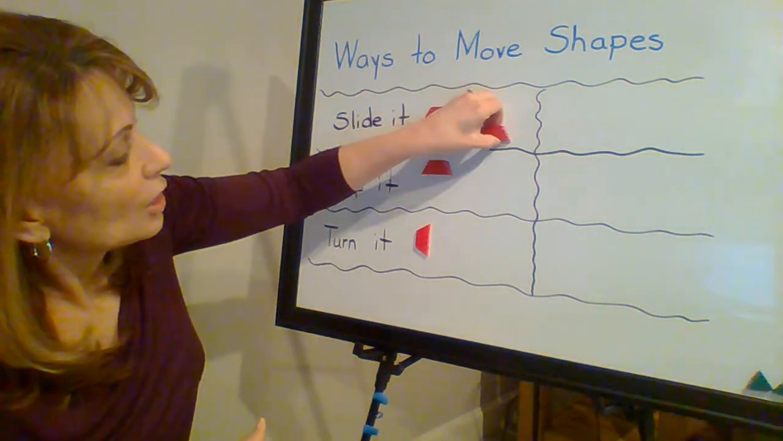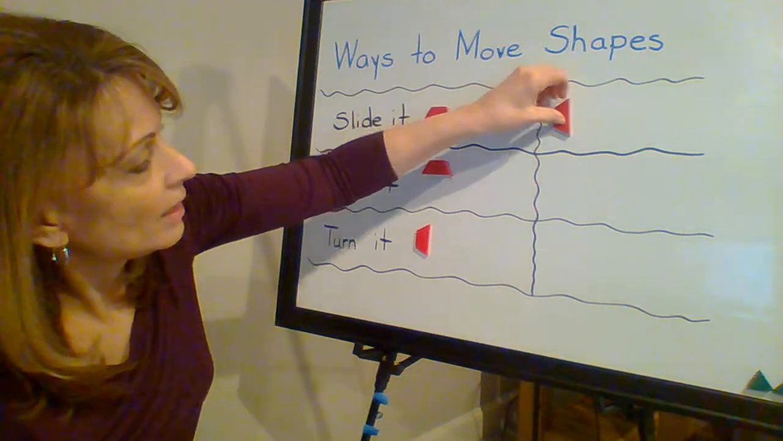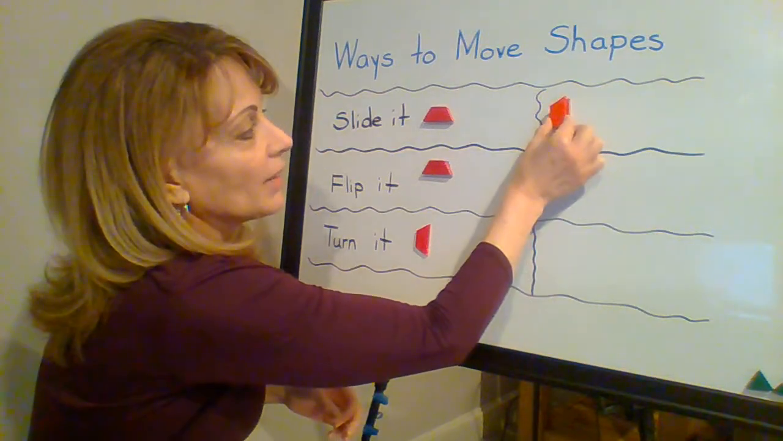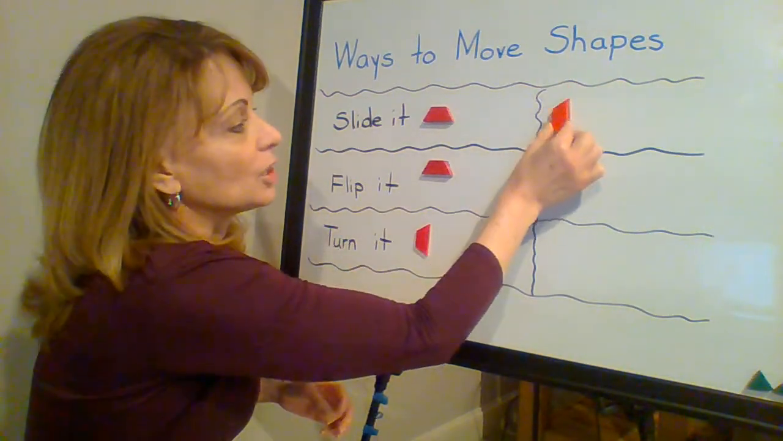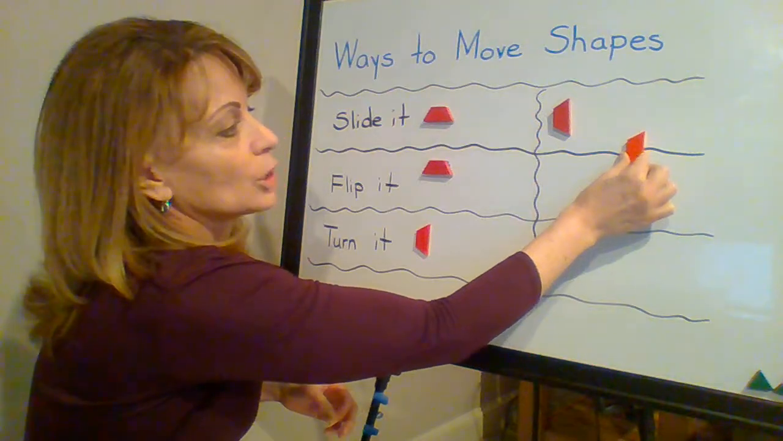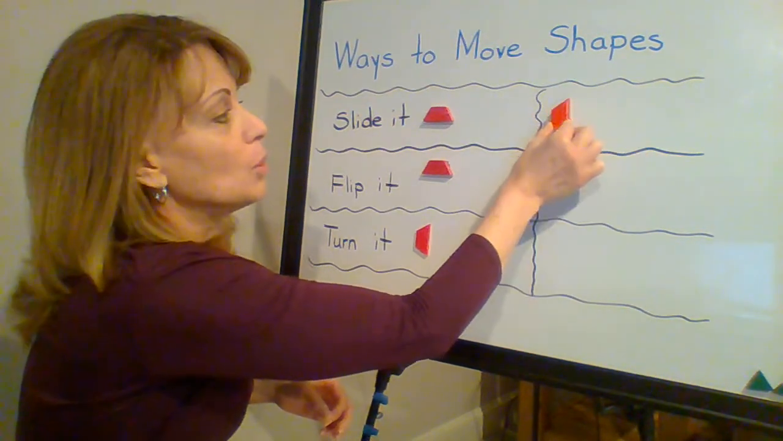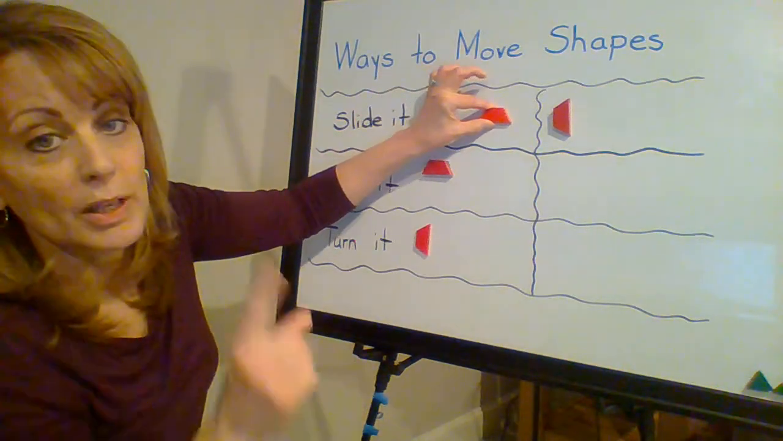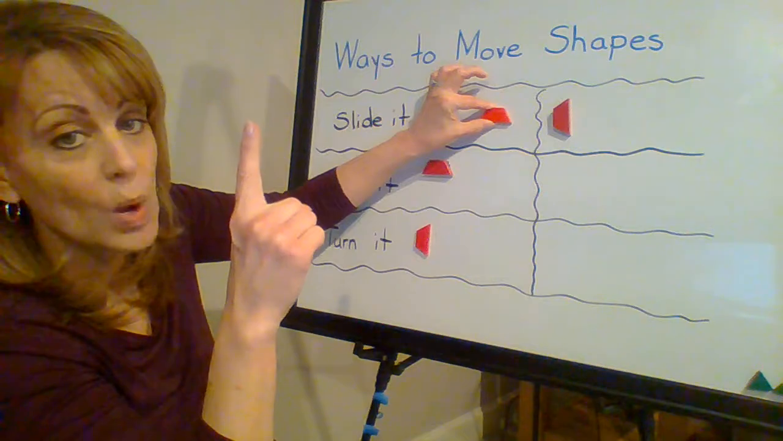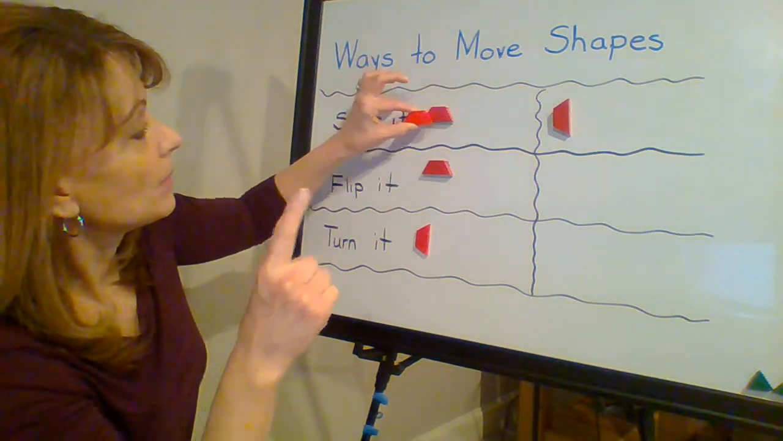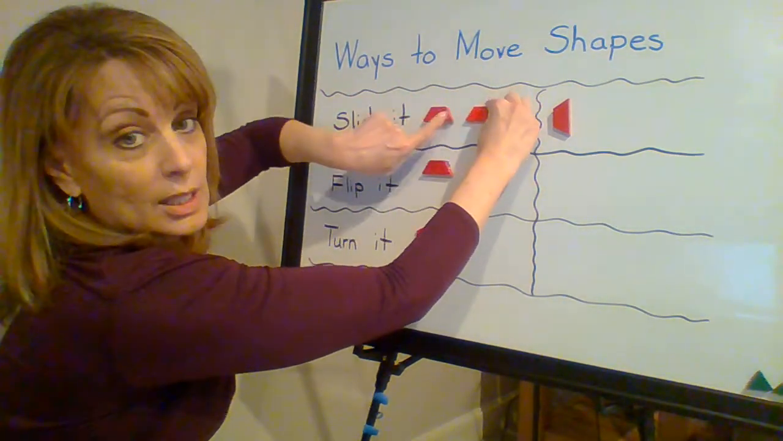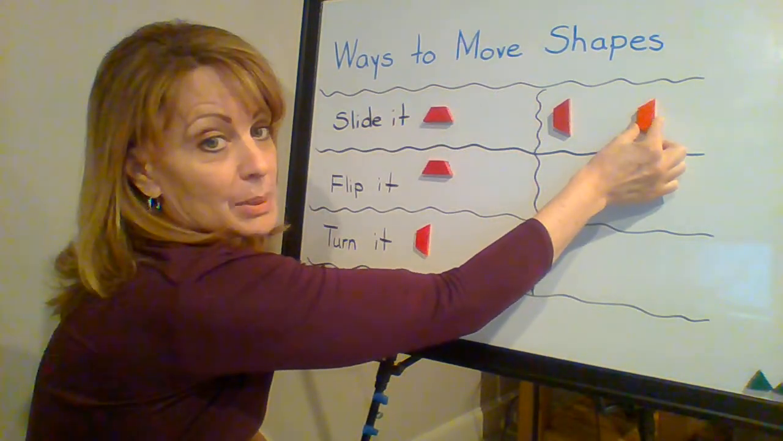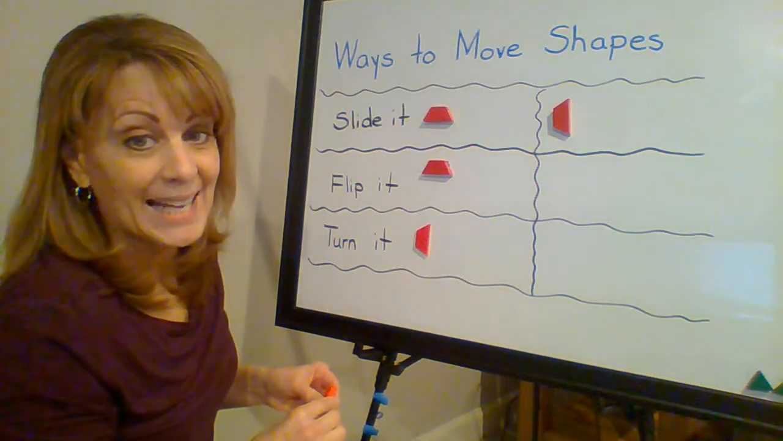So if I have it like this and I slide it, I just go here. If I have it like this, I just go up, or I just go down, or I just go over here. But it looks exactly the same. It's just moved. Slide means to move in one direction, just one, and it will look exactly the same. So if you notice, these two look exactly the same. If it started in that position, it's going to end in that position. That's what it means to slide.